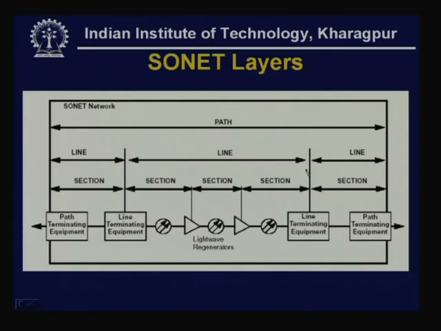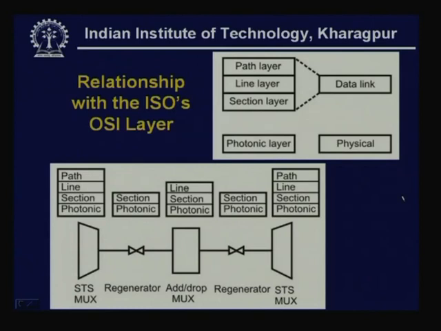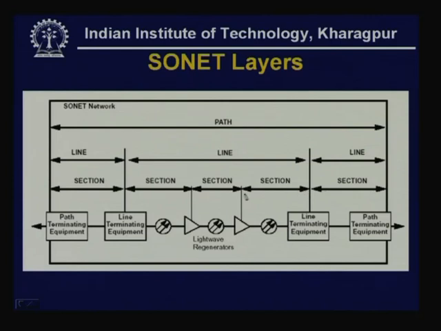Here let us see what we really mean by section, line and path. Between any two devices, between two regenerators, this is one regenerator, this is another regenerator, between any two regenerators, it is a section. Between a regenerator and the add drop multiplexer is a section. Between the add drop multiplexer and the STS multiplexer is a section. That means between any two devices a section is formed.